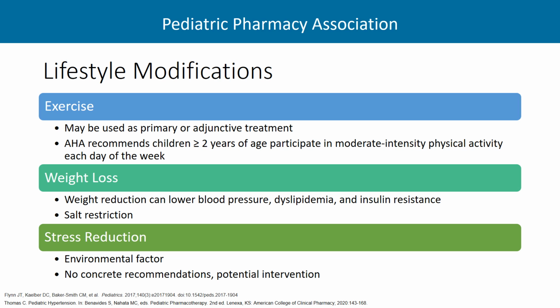It is recommended by the American Heart Association that children at least 2 years of age participate in moderate intensity physical activity each day of the week. Weight loss is beneficial as it can result in decreased blood pressure, decreased development of high cholesterol, and prevent insulin resistance. Of course, encourage salt restriction within the child's diet as well. Stress reduction is also helpful in reducing blood pressure, and it's an area to look at more as a potential intervention.